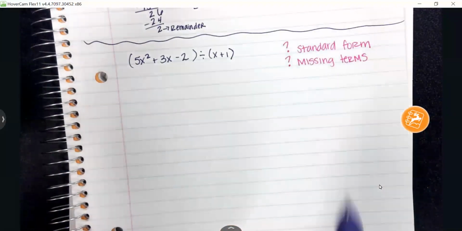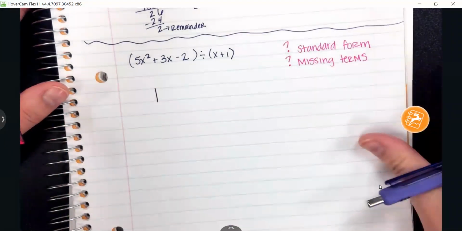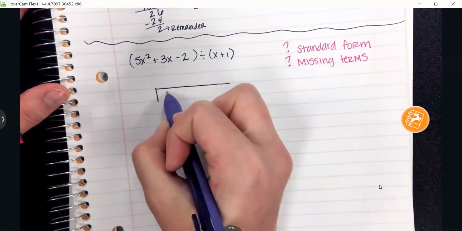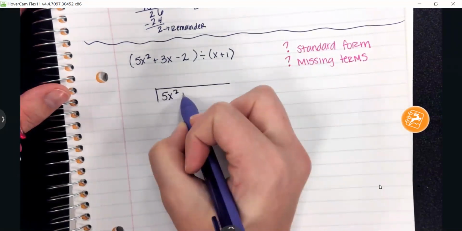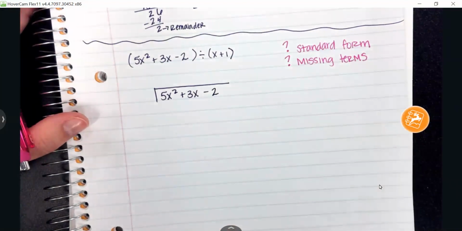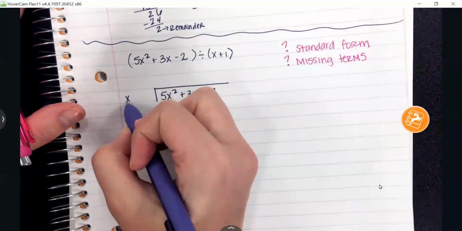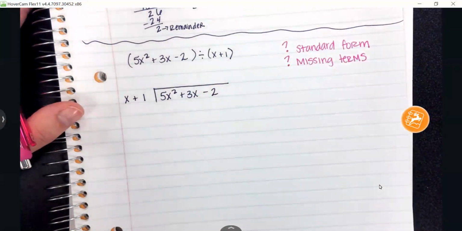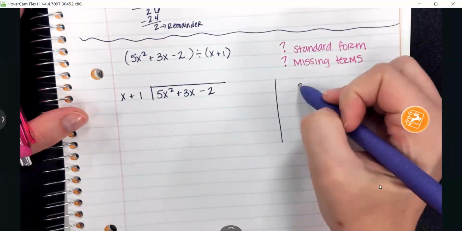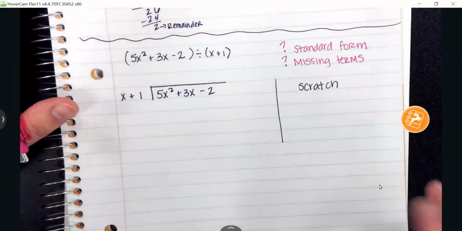So I'm going to make myself a division house. If I were you, I'd write it how I am. Don't write across your whole page. We need this side over here. So a division house, 5x squared plus 3x minus 2. On the outside will be my x plus 1. I like to have a little side on the right that's just for scratch work. That's where we're going to do our scratch work, okay?